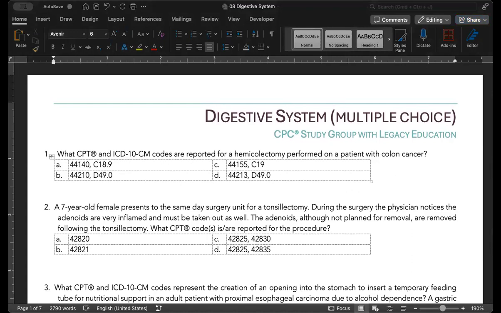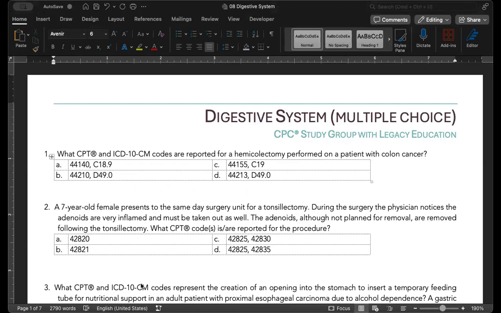We have here: what CPT and ICD-10 codes are reported for a hemicolectomy that is performed on a patient with colon cancer? Since we're reporting ICD-10 and CPT, we can look at it either from a testing perspective or from coding from scratch. From a testing perspective, we would find whichever option has the most that we can rule out. This is an interesting case where there are not two options that have the same CPT or ICD-10.